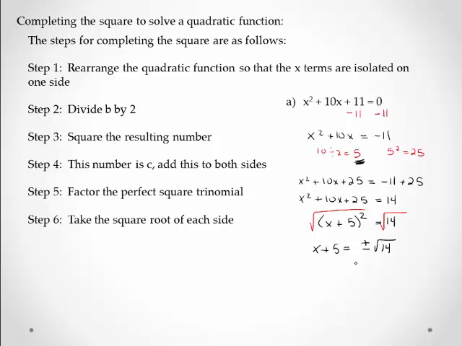Now to solve this, I'll subtract 5 from both sides. And since I can't combine a radical and a non-radical, I have negative 5 plus or minus the square root of 14. In order to combine these, I would need to simplify this square root. Okay, let's look at another example, or a few.